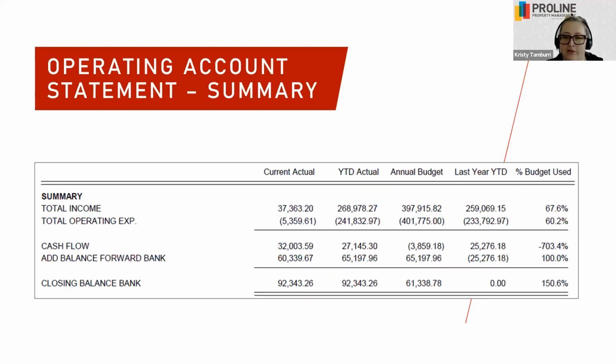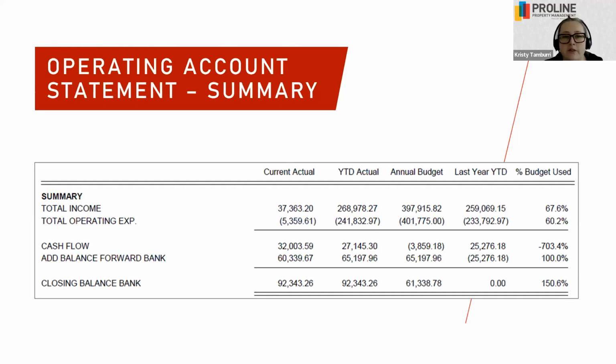Okay, and then at the very end of the operating account statement, we summarize everything. And so the summary shows the total income in, total expenses out, what the overall cash flow was for that period, the add balance forward bank is specifically the opening balance. And then of course we give you your closing balance at the end of whatever the period is.